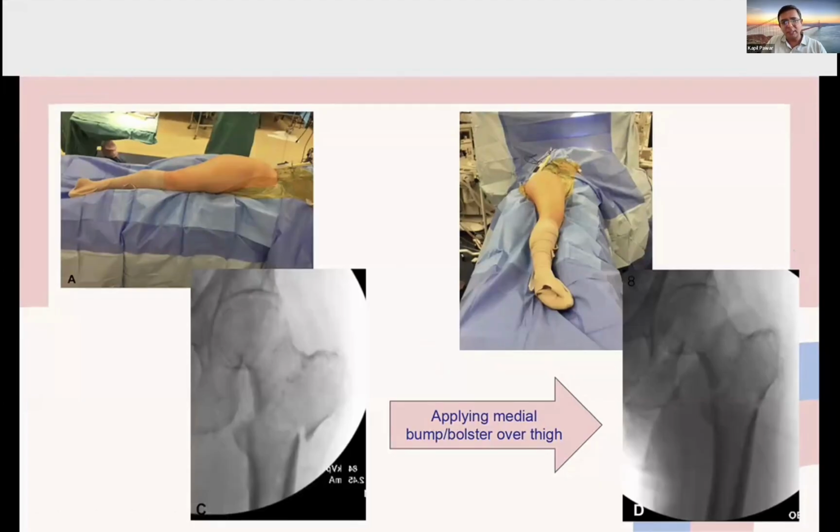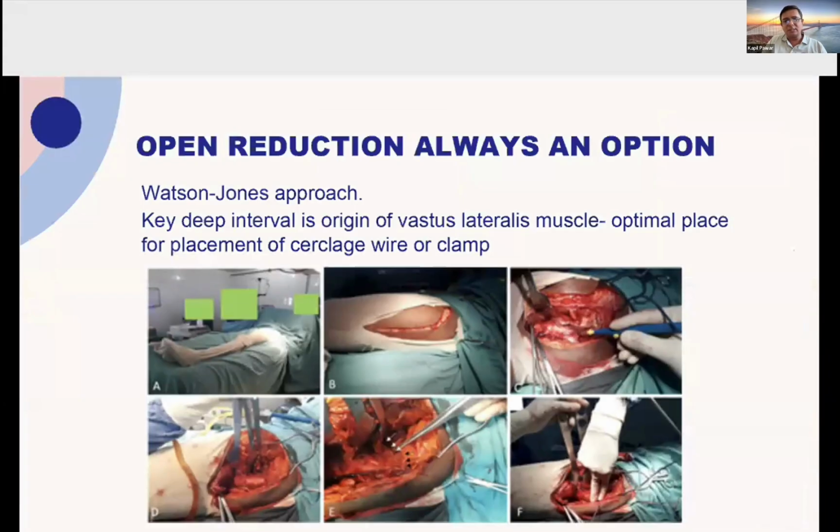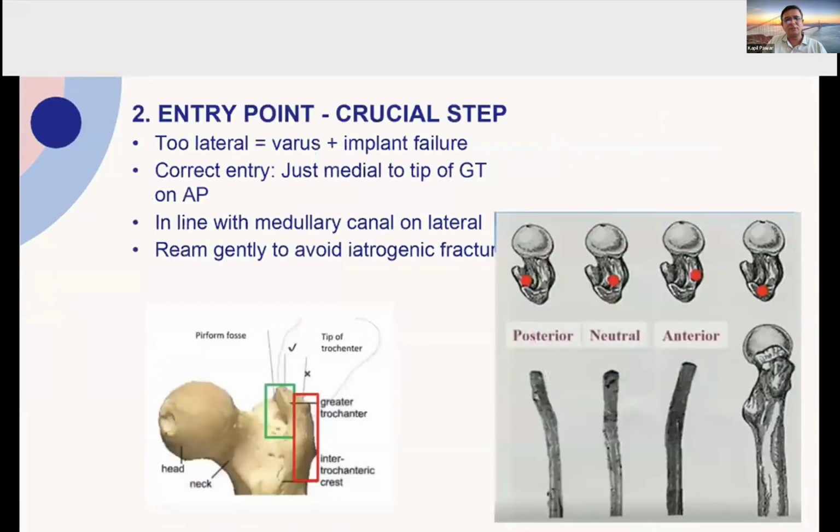The only problem in this is you have to get accustomed to seeing the lateral view in a C-arm, because sometimes you get an overlap between this hip and the contralateral hip. Open reduction is always an option if you can't get a good reduction. But as discussed by Dr. Samat, we have some tips and tricks which we can use for reverse oblique.